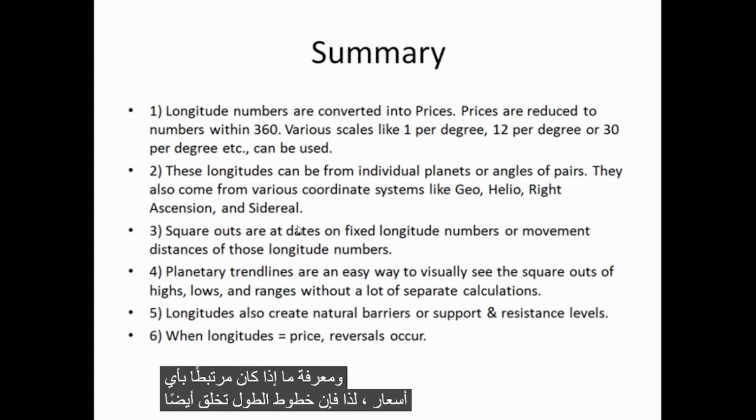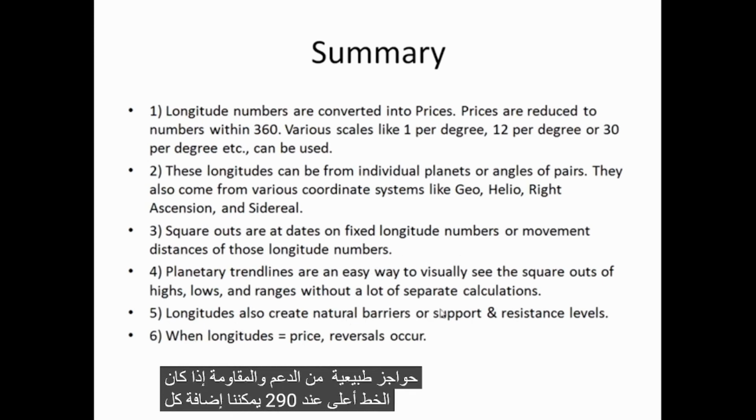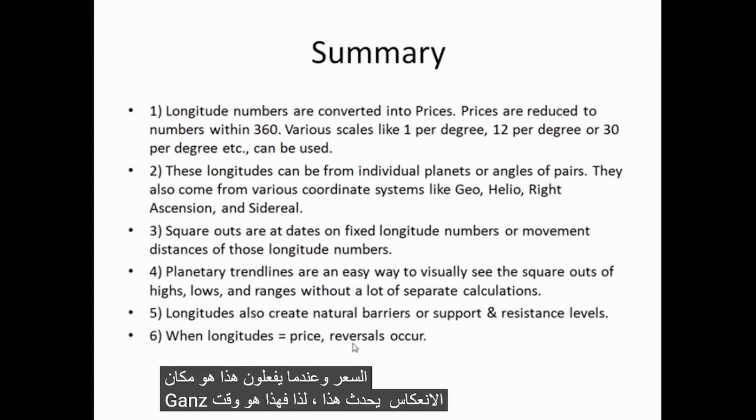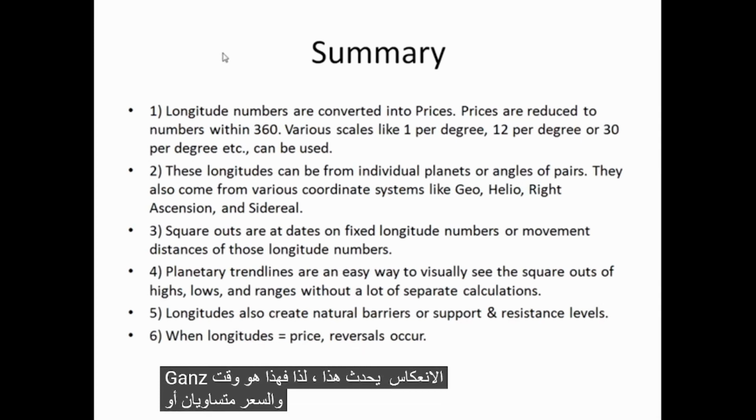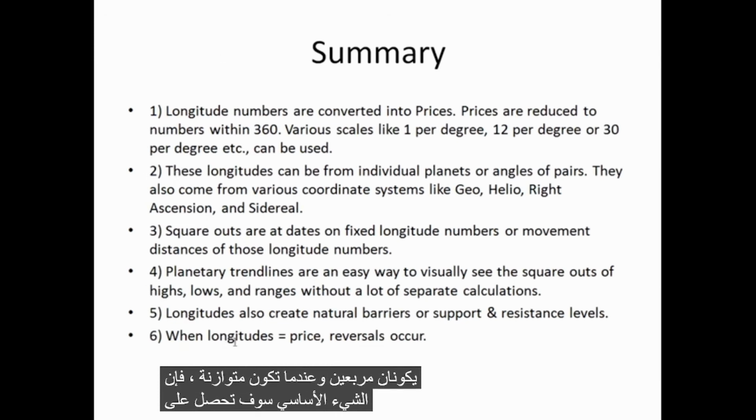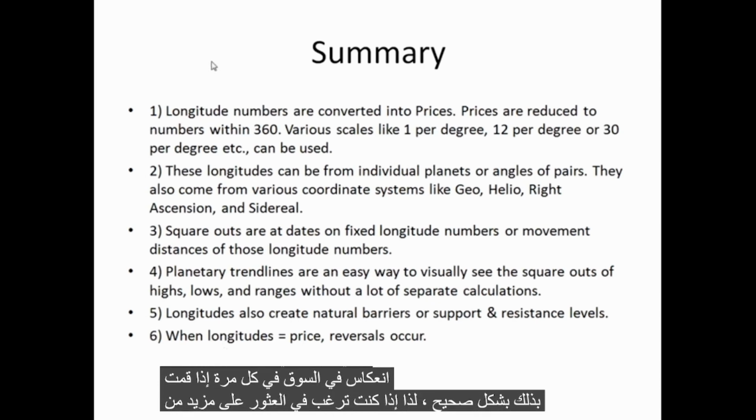So longitudes also create natural barriers of support and resistance. If a high was on 290, we can add every 290 degrees up, and that will be support and resistance. But the big thing is longitudes will equal price, and when they do, this is where the reversals occur. So this is Gann's time and price are equal, or they are square, and when they are square, it is the fundamental thing. You will get a reversal in the market every time if you do it right.